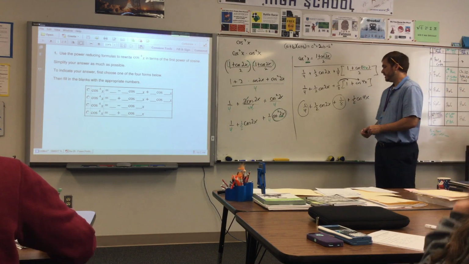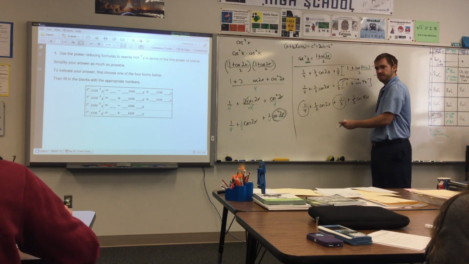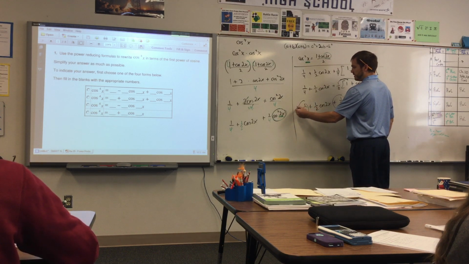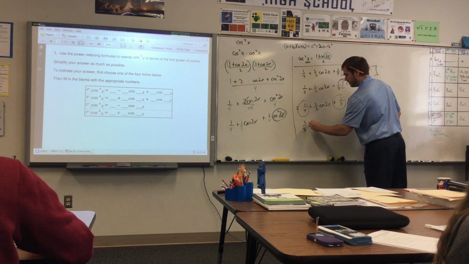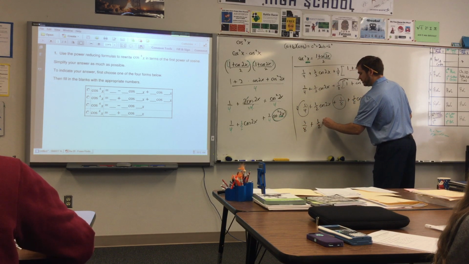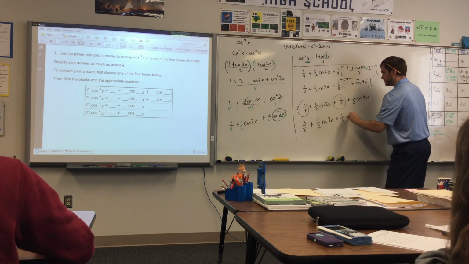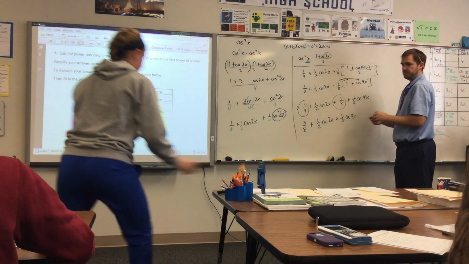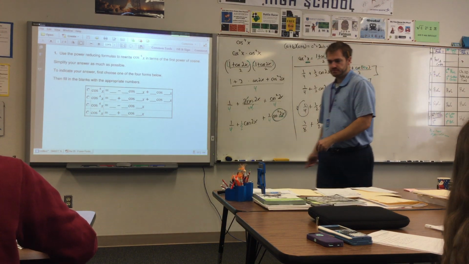1/4 plus 1/8, we need a common denominator. The common denominator is 8. How can I get 1/4 to 8? Multiply by 2. So I've got 2 eighths. So 2 eighths plus 1/8 is 3 eighths. So 3 eighths, plus 1/2 cosine 2x plus 1/8 cosine 4x. Awesome, thank you. 3/8.